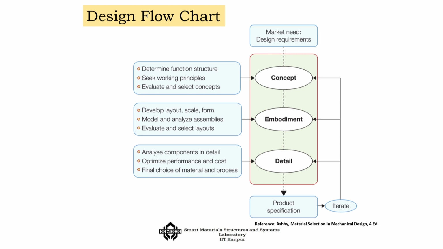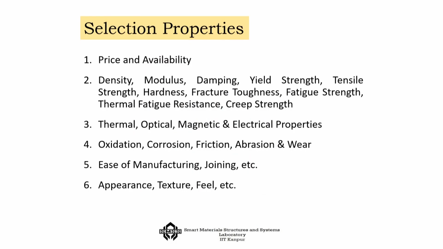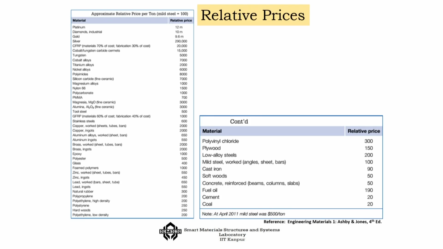The flow chart also I have talked about, that what comes under the concept part, particularly the detailing is here: determination of the function structure, seeking the working principles, evaluation and selection of concepts, and what comes under the embodiment part, that is also detailed here, and the detailed design part of it. So, otherwise I have already talked about this system to you. Selection properties I have just now touched.